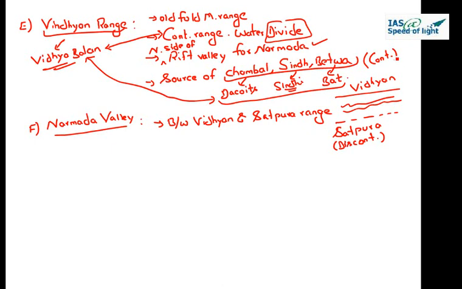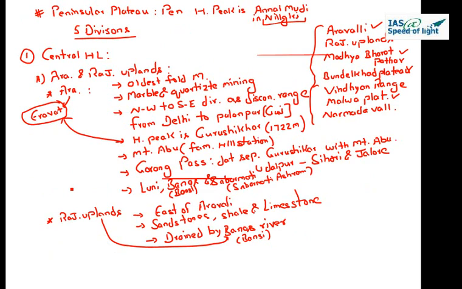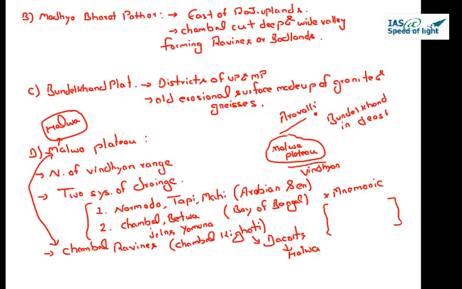Here we complete the first division of the 5 divisions we initially mentioned for the physiographic division. We have finished the central highlands by completing the Aravalis, Rajasthan uplands, Madhya Bharat Patha, Bundelkhand plateau, the Vindhyan range, the Malwa plateau and the Narmada valley. So this finishes the first part of the 5 divisions.